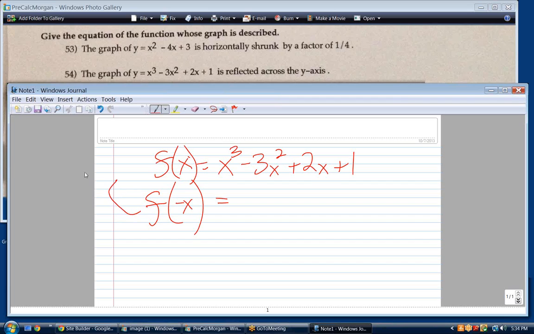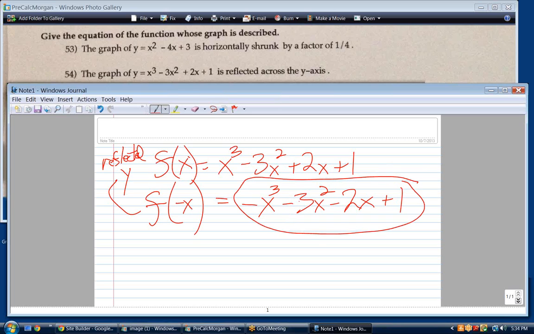This is reflected across the y-axis. In other words, whenever I put a minus x in place of an x, I'm reflecting it across the y-axis. So is it negative x cubed minus 3x squared minus 2x plus 1? Very good. In other words, you only substitute minus x wherever you see x. So this would be the equation reflected over the y-axis.